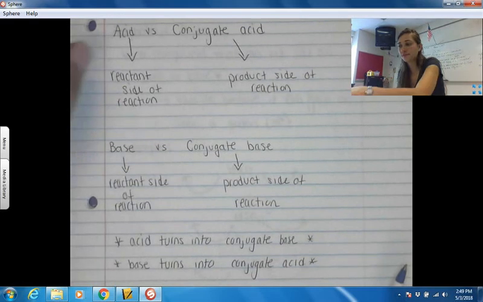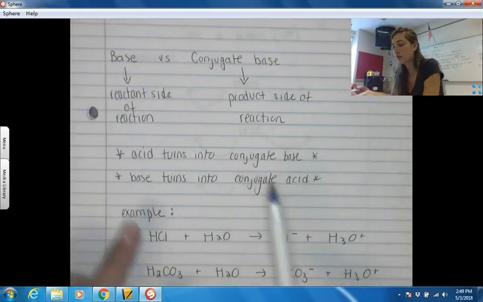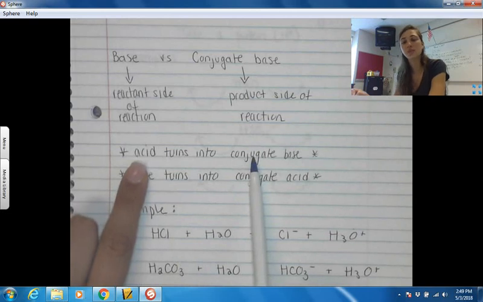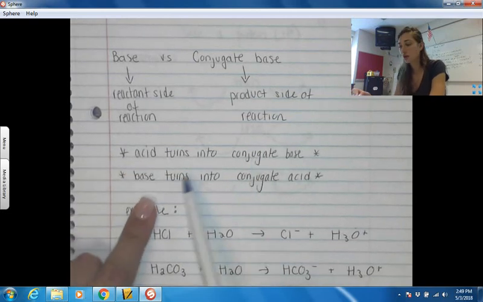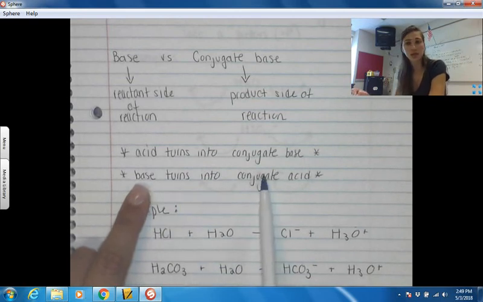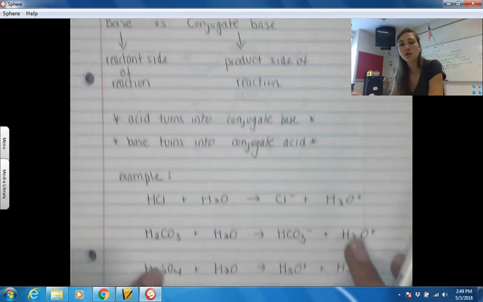What's important to know is that the acid on your reactant side turns into the conjugate base on your product side. The base on your reactant side turns into the conjugate acid on your product side. So let's look at 3 examples.